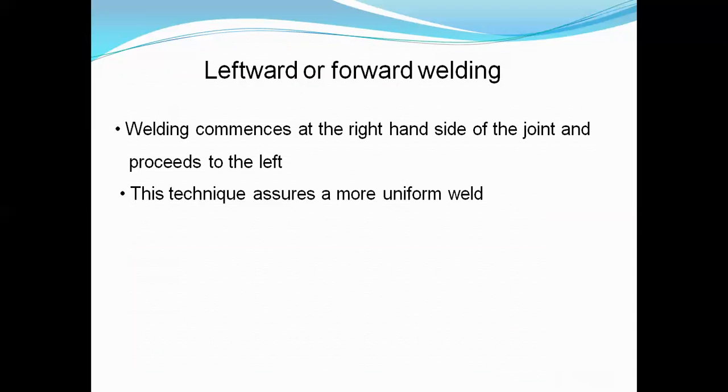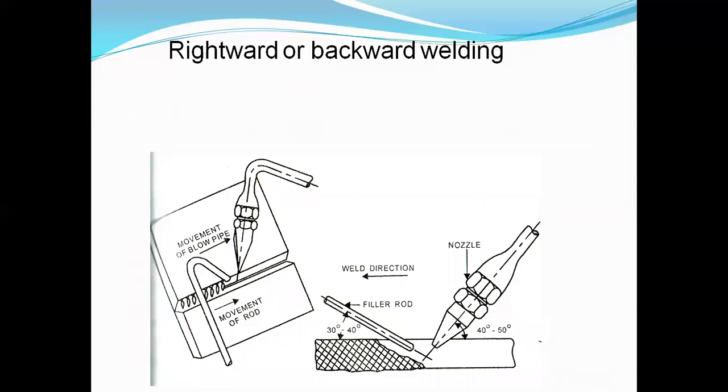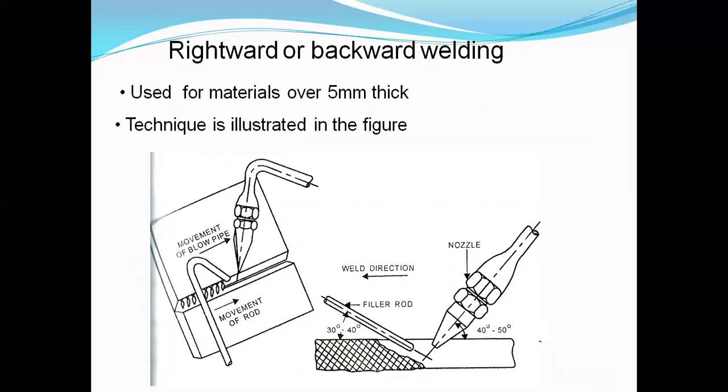This technique assures a more uniform weld, and its cost is less with a thickness of less than 5 mm. It is useful for a less skilled operator. And rightward welding is used for plates over 5 mm thickness. The technique is explained in the diagram.